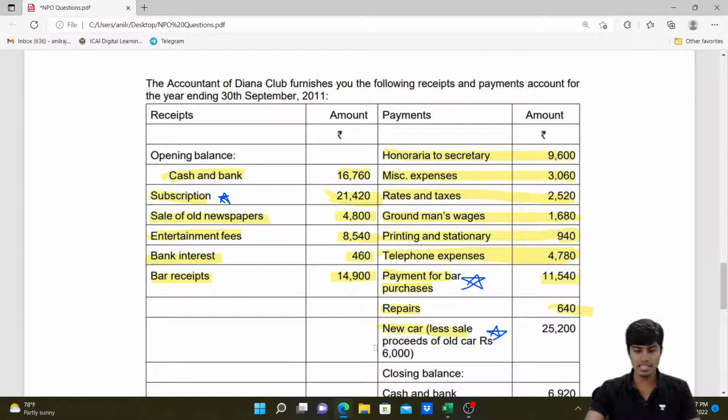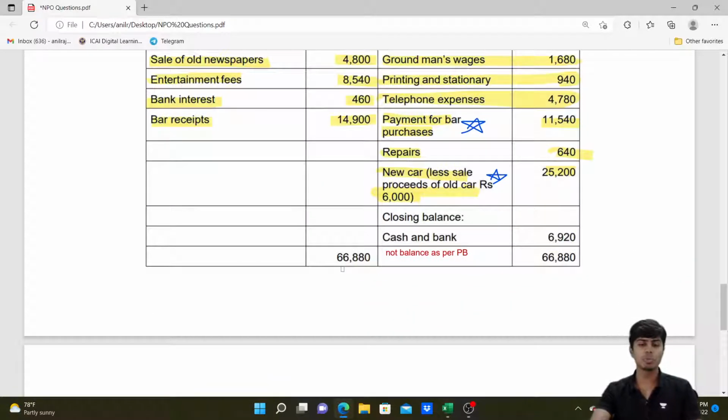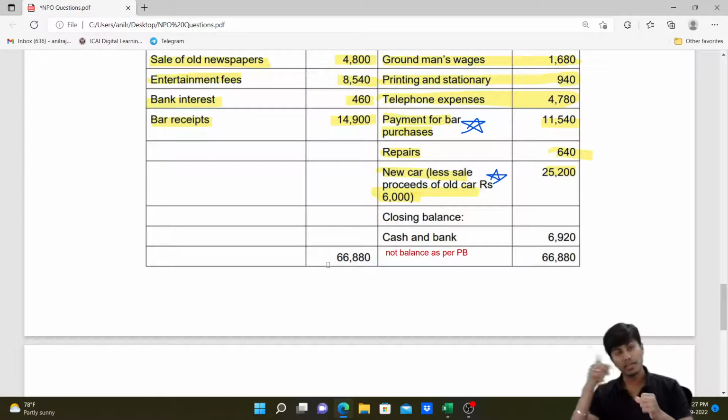New car, less proceeds from old car 6,000: 25,200. So we have paid 25,200 rupees for the new car after using the 6,000 rupees that we got from the old car. So we would have to write this as two distinct transactions. Sale of old car 6,000, purchase of new car 25,200 paid plus 6,000 that we didn't receive, net 31,200.